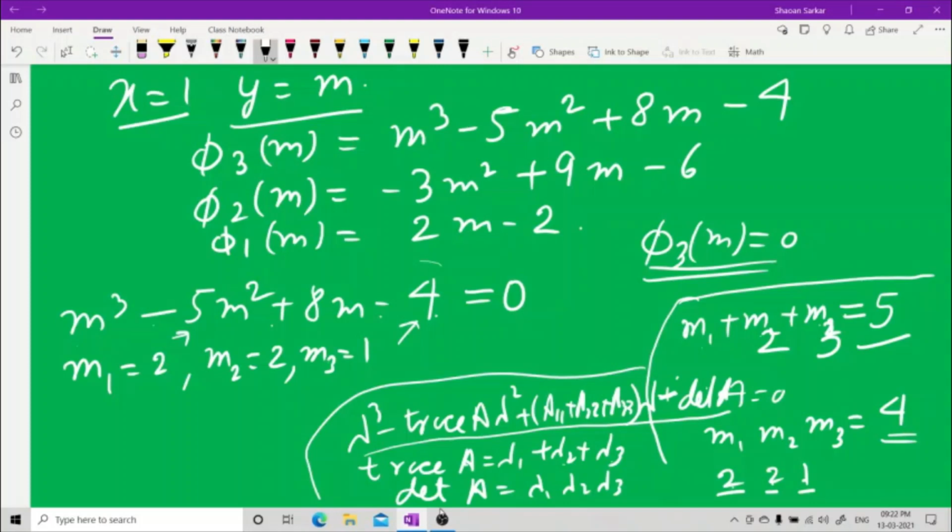And by the way, this is the theory of equation. This is the sum of the roots only. This is the product of the roots. By theory of equation, even if I don't tell you this formula, that is there only. So m1 plus m2 plus m3, sum of the roots, is this. The product of the roots is 4. So 2, 2, 1. 2 into 2 is 4, 4 into 1 is 4, and 2 plus 2 plus 1 is 5. So, got it clearly?